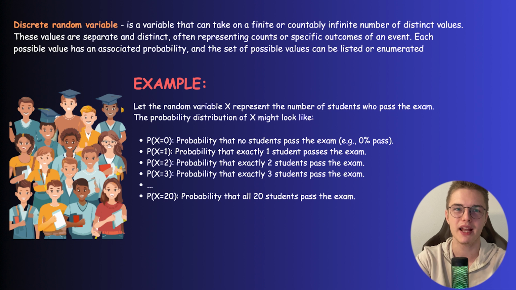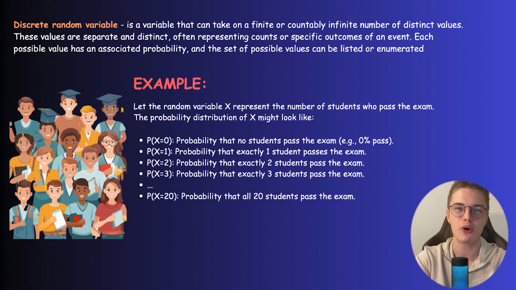For example, let the random variable X represent the number of students who pass an exam. The possible values of X might range from P(X=0), the probability that no students pass, to P(X=1), the probability that exactly one student passes. P(X=2) will represent the probability that 2 students pass, and so on, up to P(X=20), representing the probability that all 20 students pass the exam.